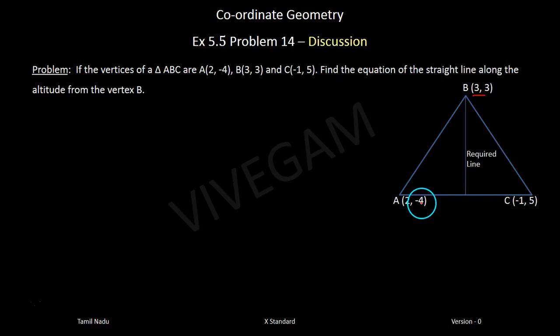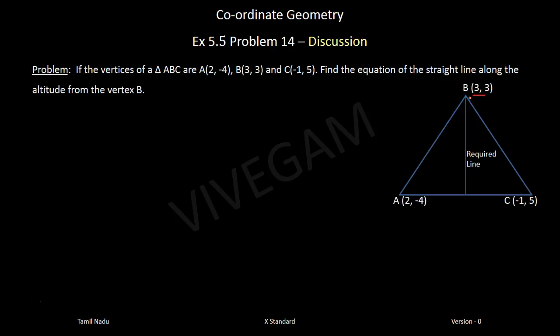So what you do is calculate the slope of the line AC using the two-point formula. Once you have the slope of this line, you can calculate the slope of the altitude because it is perpendicular, the negative reciprocal of the slope of AC, because the product of the slopes of perpendicular lines is minus 1. Now you will have the slope and one point, so you use the slope point form and get the equation of the straight line.